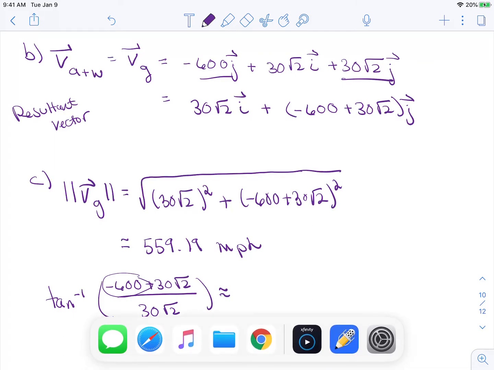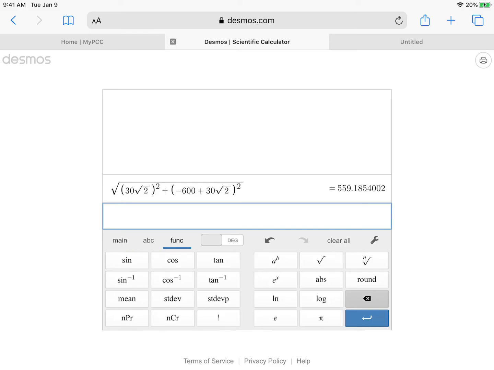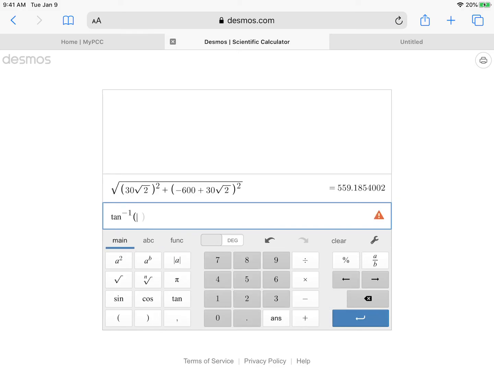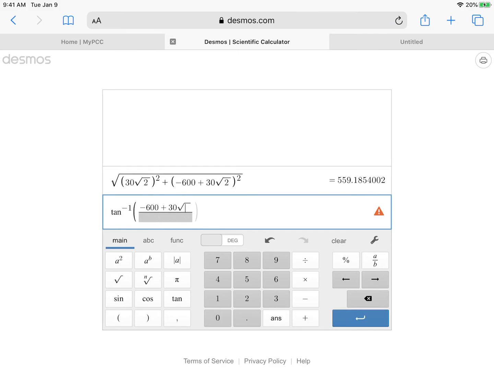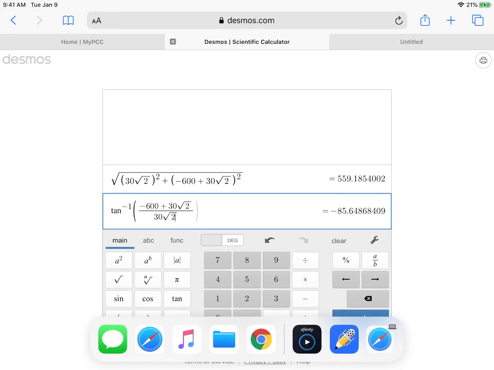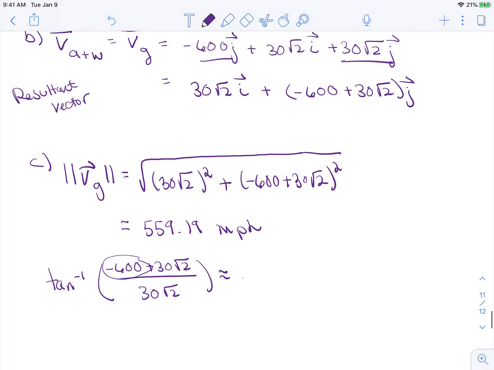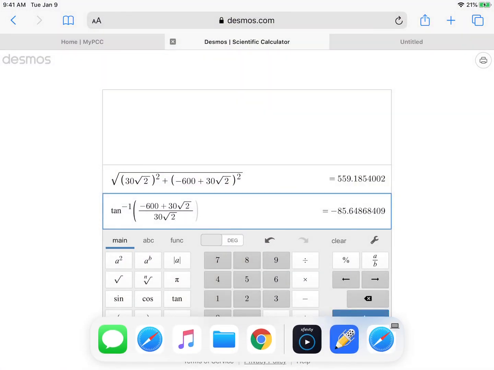So I'm going to rely on my calculator. I'm going to make sure I'm in degrees, so I changed it to degrees. Inverse tangent. I'm going to put the division first. So it was negative 600 plus 30 root 2, and then it's divided by 30 root 2. Okay. So this tells me negative 85.65 degrees. But remember, negative 85.65.